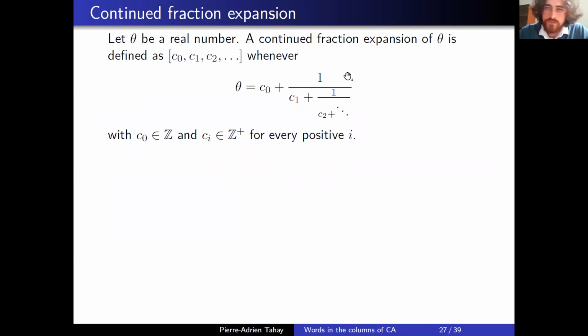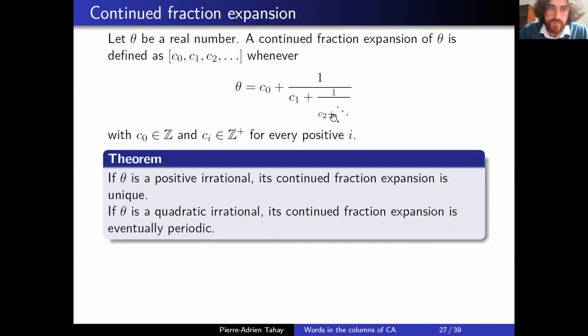And now I will explain the link between Sturmian words and continued fraction expansion. So I introduce some notation. If theta is a real number, we define the continued fraction expansion by the coefficients c0, c1, c2, which are integers. And if theta is a positive irrational, its continued fraction expansion is unique. And if theta is a quadratic irrational, its continued fraction expansion is eventually periodic. The second point is very important to establish the result with Francesco Dolce about the construction of the Sturmian word of quadratic slope. I will explain after.